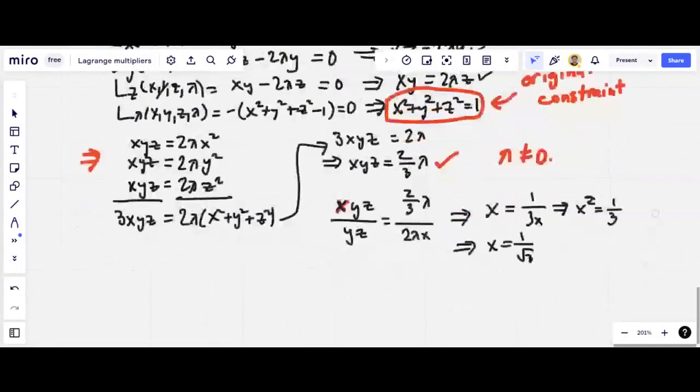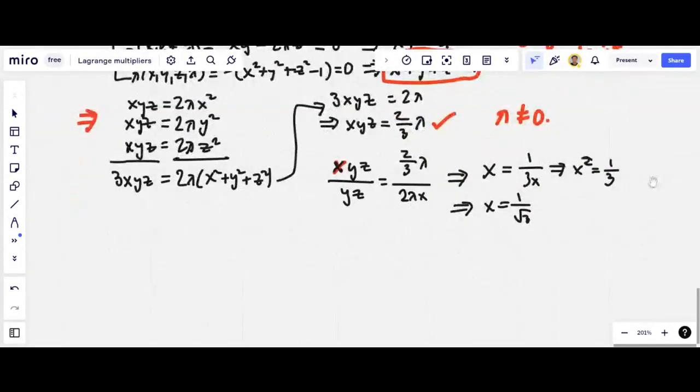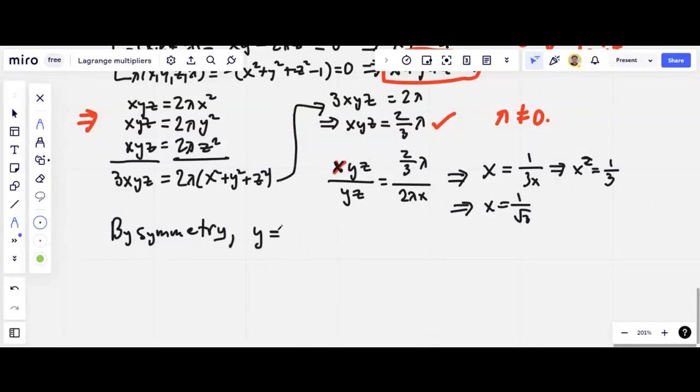And now we can actually argue by symmetry, and we can say that y will be equal to 1 over square root of 3, and z is also 1 over square root of 3. So the procedure in obtaining these values for y and z are completely identical with the procedure as to how we actually computed the value for x.